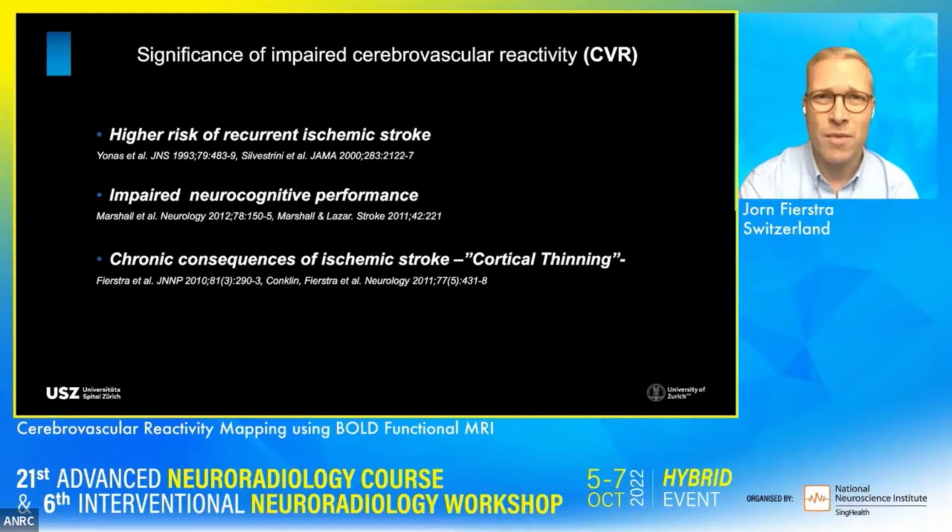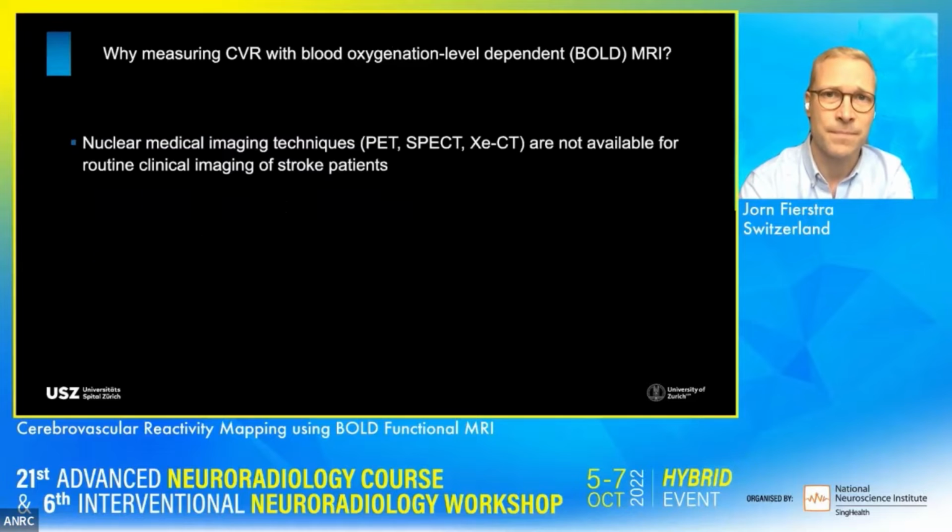Thirdly, a little bit less known, I think, but also very interesting, is the chronic ischemia. So we have patients that have impaired CVR, not really had a stroke. However, they also show consequences to the brain. For instance, cortical thinning. This is something we published in our group, and I'll show you some data of that after. So these are just three mentions, but this is why we would measure CVR in a patient with cerebrovascular steno-occlusive disease.